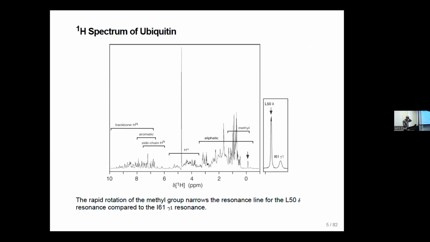And again, you've seen this picture before, just to point out that even in a 1D of ubiquitin, we can see there are differences in line widths. Some of those differences are unresolved scalar couplings, but some are due to dynamics. In this case, rapid rotation of a methyl group has a dramatic effect on narrowing a resonance line compared to a methylene group that isn't rotating so quickly.